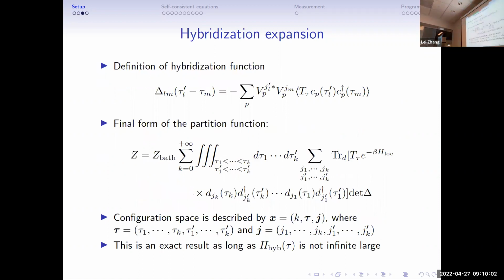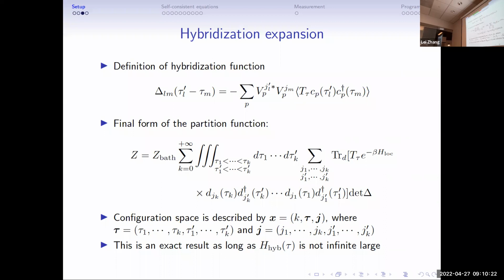And this is the definition of the hybridization function in the imaginary time. If you do a Fourier transform to get the i omega, you will find they are consistent. And after the definition of this function, this is the final form of the hybridization expansion.